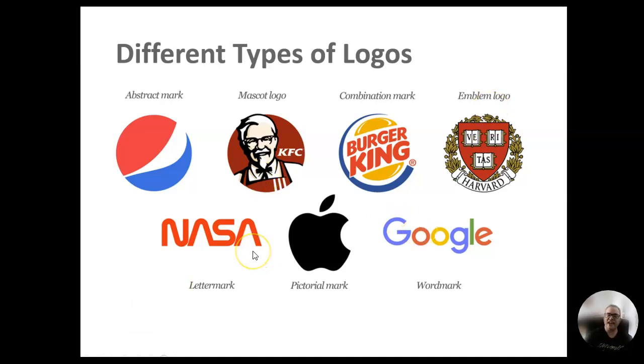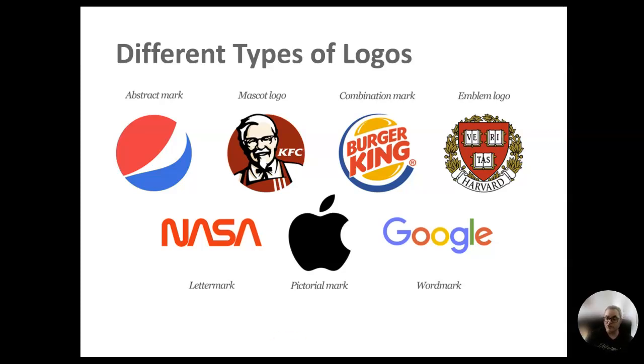Now, NASA is a letter mark, and the difference with a letter mark is that it's an acronym. For example, the real definition for NASA is the National Aeronautics and Space Administration. That's a big 4 words to make into one big logo. So they condensed it by taking the first initial of every word and created NASA out of it. That's a letter mark, when they just use letters, or an acronym, to identify the logo itself.